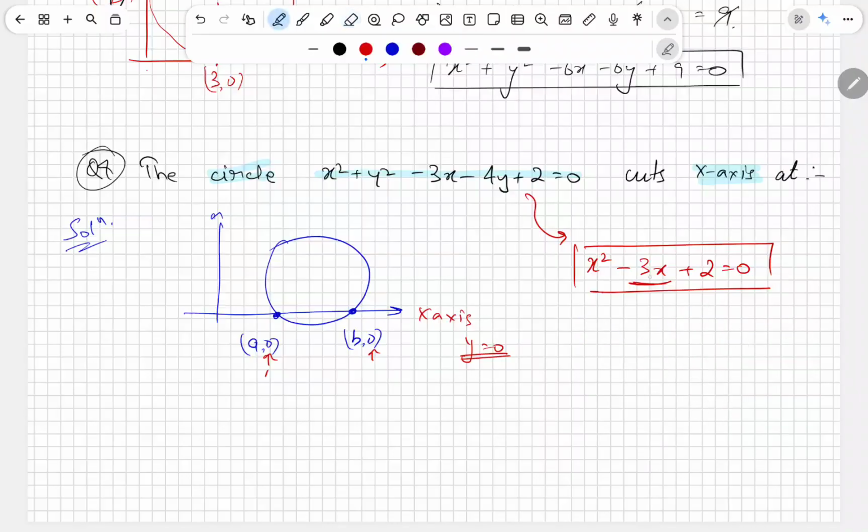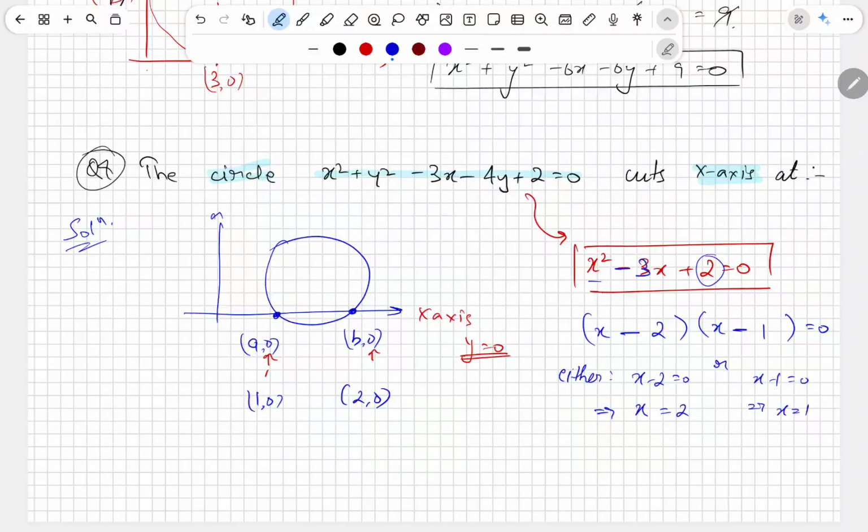So again, I'll explain this once more. Put 2 brackets. x square will be written as x and x. 2 will be broken down into 2 and 1. Now since it is minus 3, what will I do? Minus 2 and minus 1 equals 0. Now I'll say either x minus 2 is equal to 0 or x minus 1 is equal to 0. So this implies x is equal to 2 and this implies x is equal to 1. So this will be 1 comma 0 and this point will be 2 comma 0. These are the 2 points which were asked in the question.